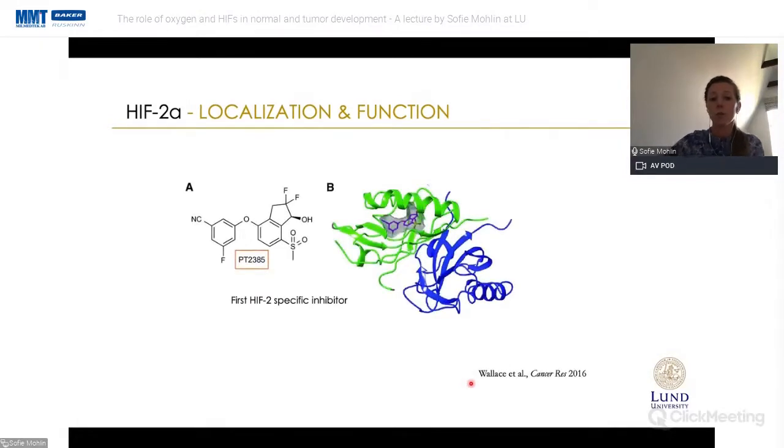So we have used PT2385. I will now say PT, it's easier. And this is the first HIF-2 specific inhibitor that's been developed. The PT binds to a pocket where the structure is very different between HIF-1 and HIF-2, so that's why PT can only bind to this pocket in HIF-2. And when it does, it's a steric hindrance for HIF-2 to bind to ARNT.